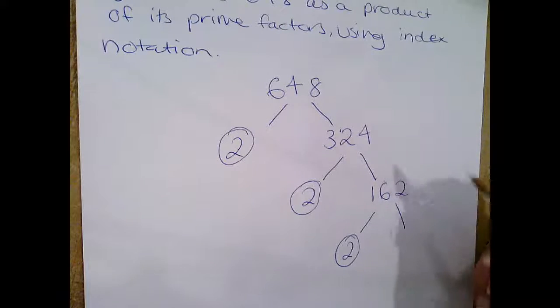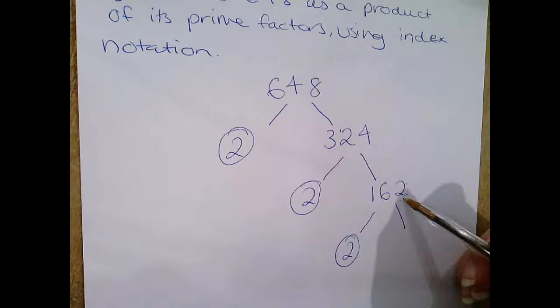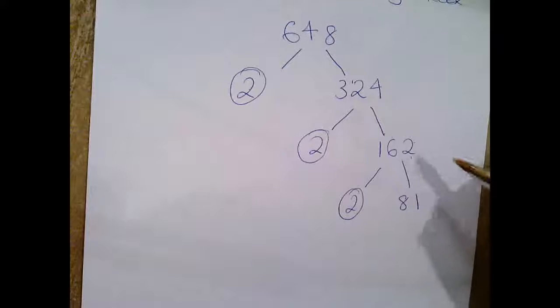162. Now, some mental strategies for doing this. Half of 160 is 80. So there's only a 2 left over. So half of 2 is 1. So this will be 81. 81 is an odd number.